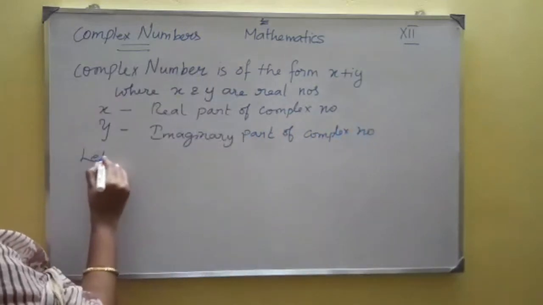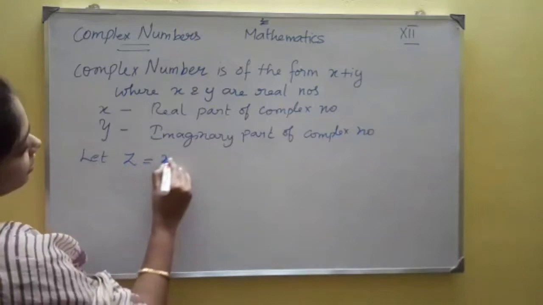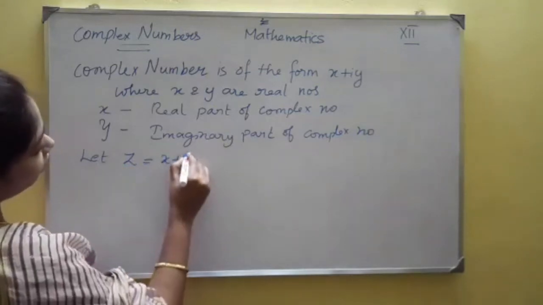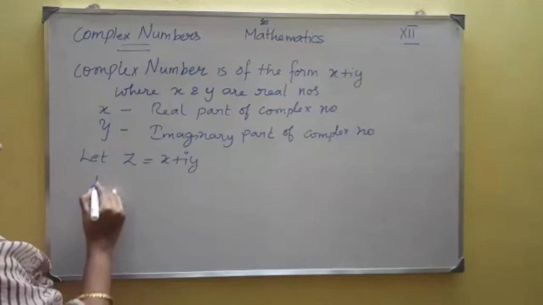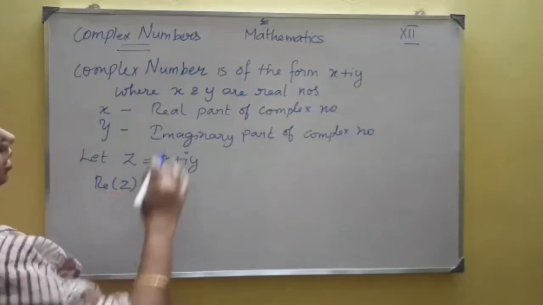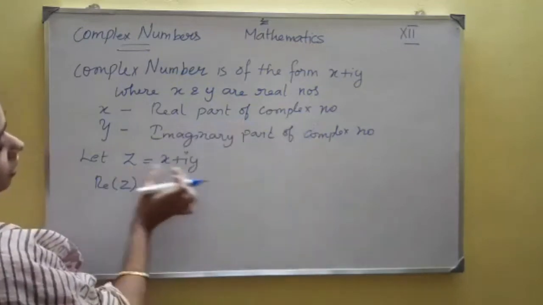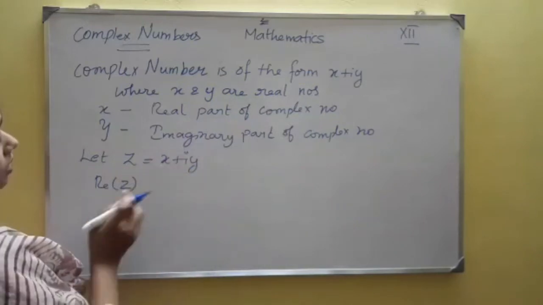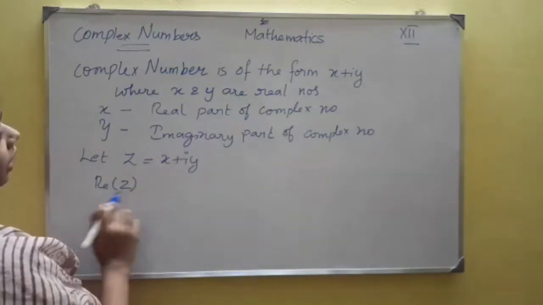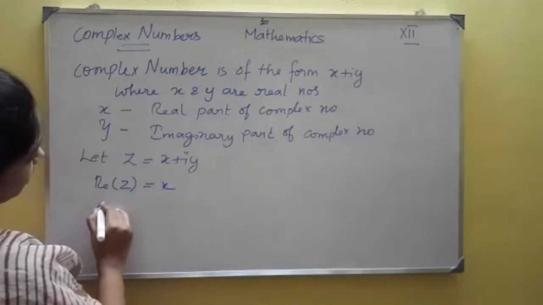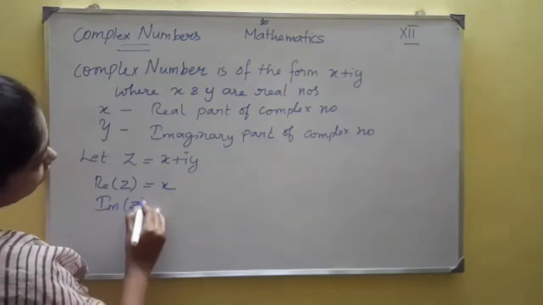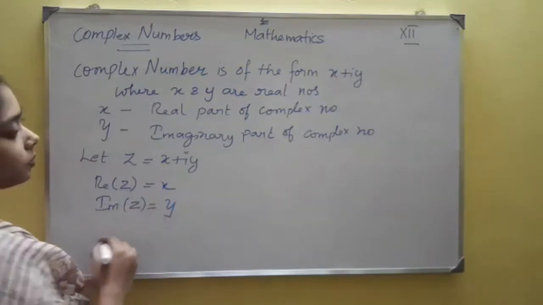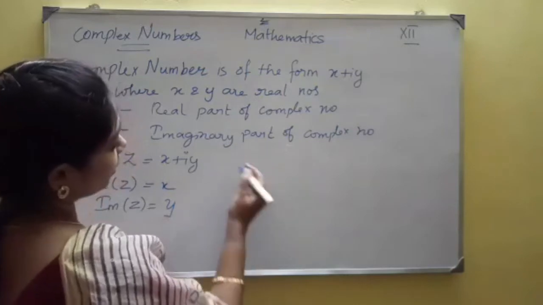Usually a complex number is denoted by z. Let z equal to x plus iy. So x plus iy is the complex number, and we simply denote it by z. Real part of z is x, imaginary part of z is y. Now three important cases are there.